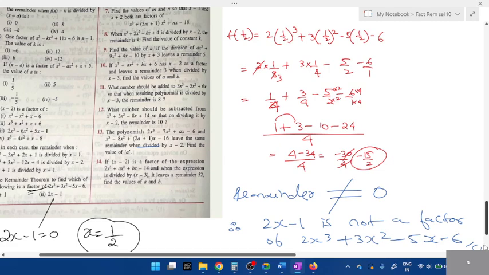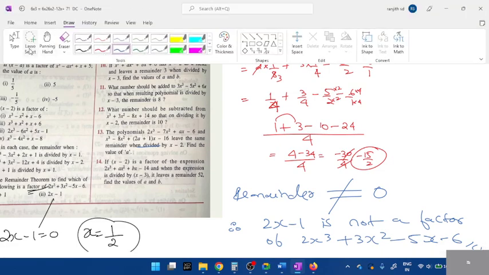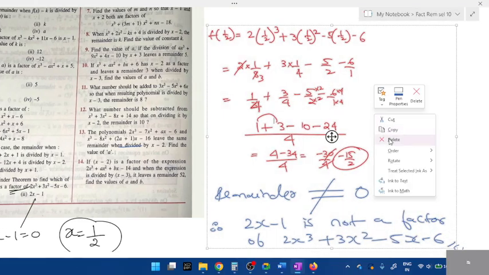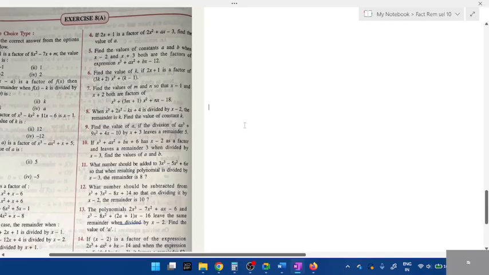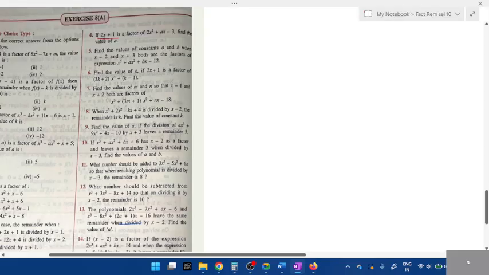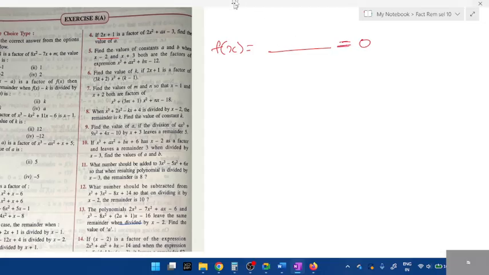Okay, next question. There are only two types of questions, students. One, they'll ask you to find a factor. The second type, they'll tell you to find a value. If they ask you to find whether it's a factor or not, what do you have to take? Take the equation. Write the equation is equal to 0. Fine. Next. Sorry, we don't take 0.